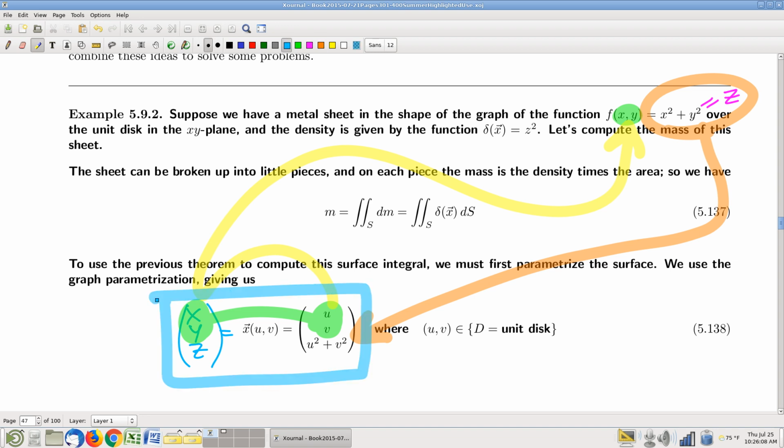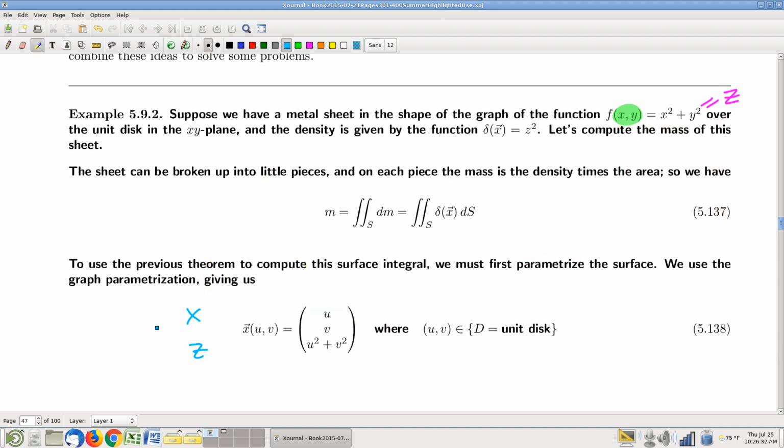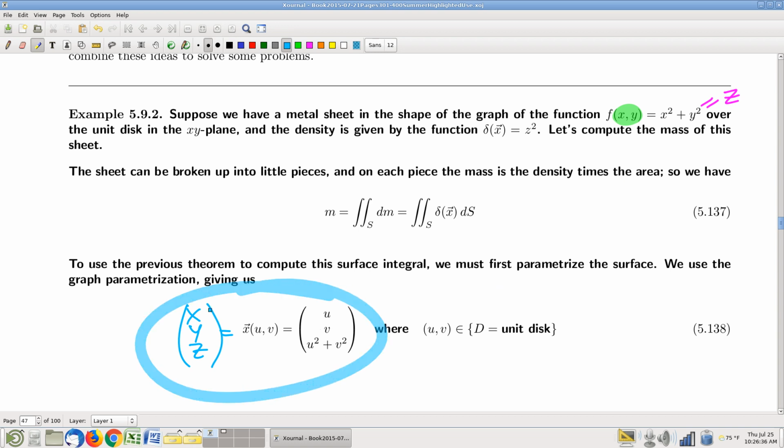Make sure you're good with the graph parameterization. It comes up so much. The graph parameterization and its coordinate system alternatives, spherical graph parameterizations, etc., are almost always how you're going to parameterize, at least in this class. So make sure you're good with that. Why did I erase that? So there's our parameterization.